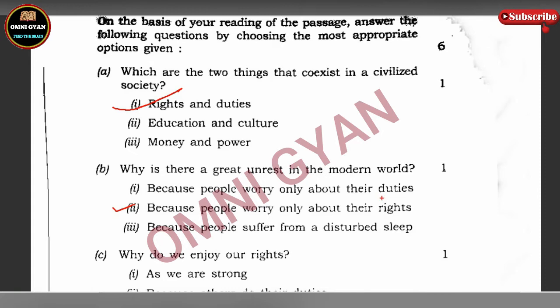That is why there is unrest, there is a problem in the entire world. People keep protesting, people do agitations. Because they think that this is our democratic right, and in order to fight for the rights, people go on doing all kinds of ill things. So we are only bothered about our rights, we never care about our duties. So option 2 is the correct option.